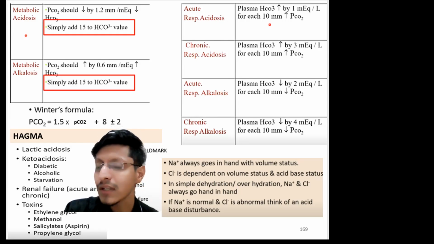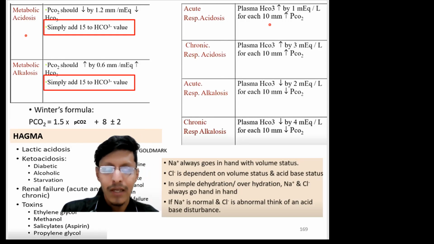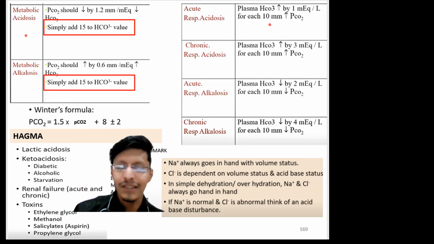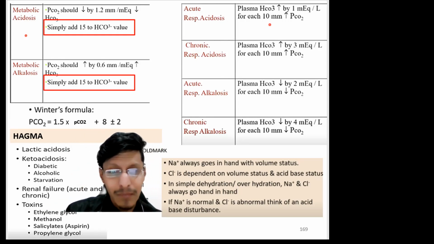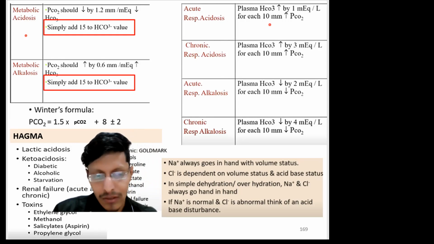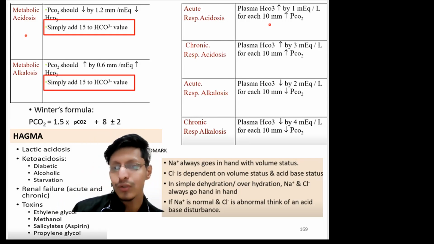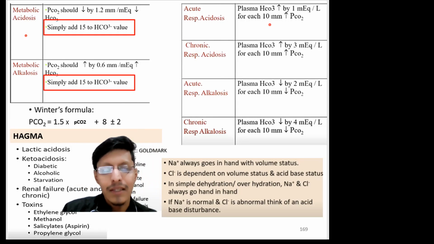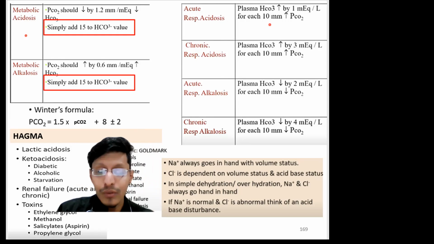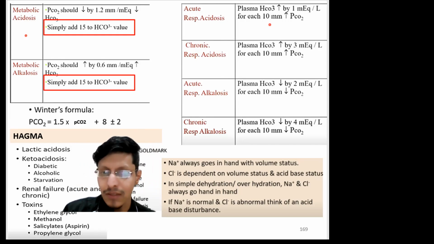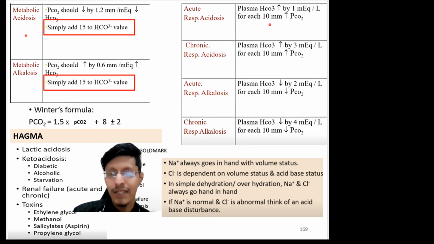This is a very important line which we usually forget: when you look at the serum electrolytes, if the sodium and chloride are both increasing or both reducing, think of dehydration and overhydration. If, for example, sodium is normal but chloride is abnormal, that is a very, very significant step where you need to get an immediate ABG done.